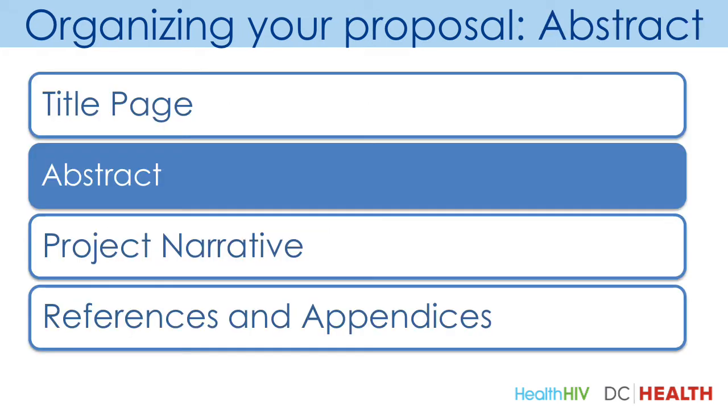Now let's take a look at the abstract. Although the abstract is a short segment that is included within the proposal, it is an incredibly important part of the grant proposal. It's important because it offers readers the first and often most important impression of your project.